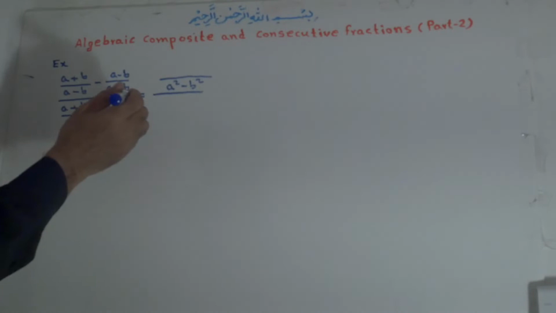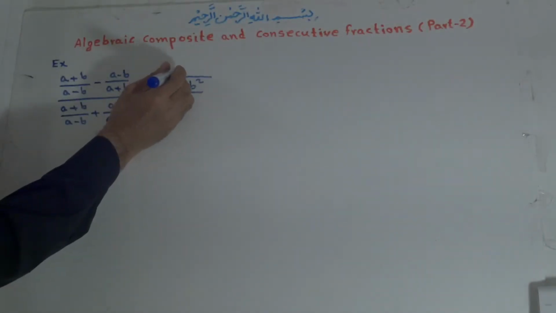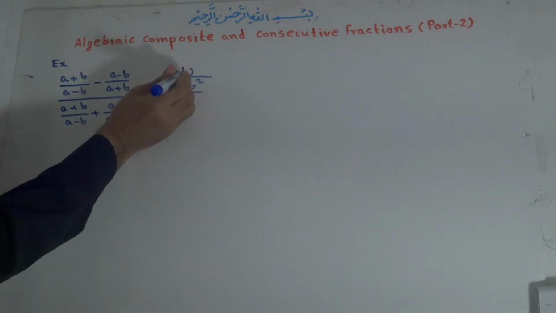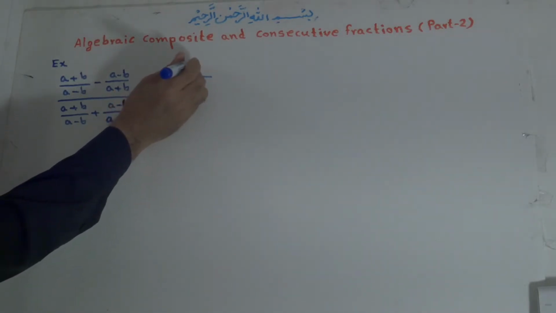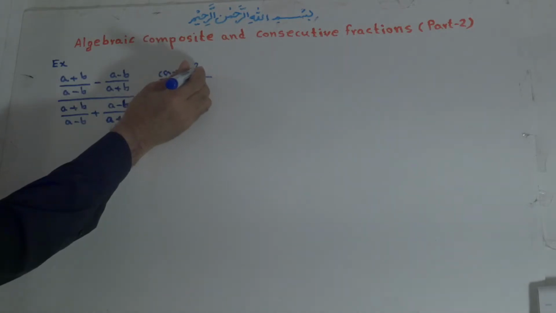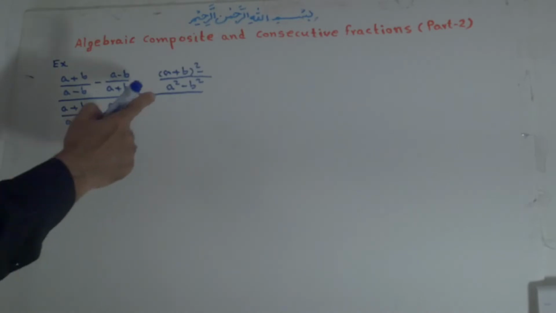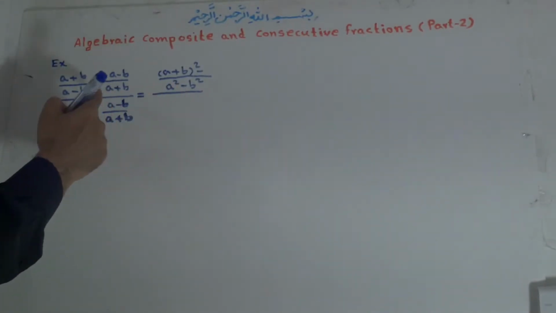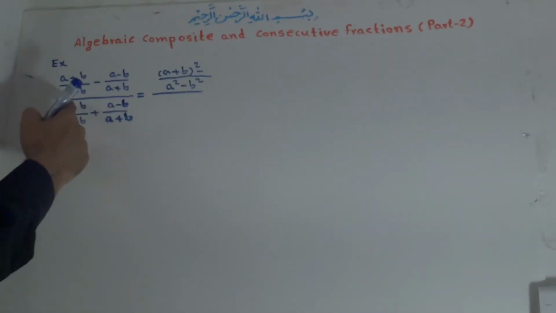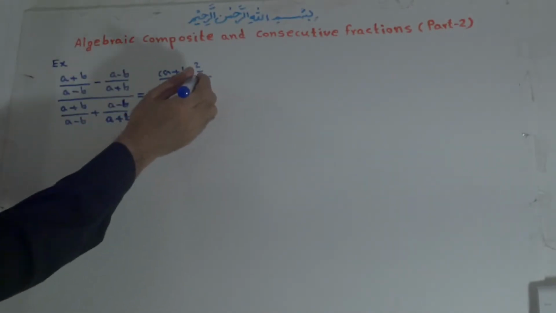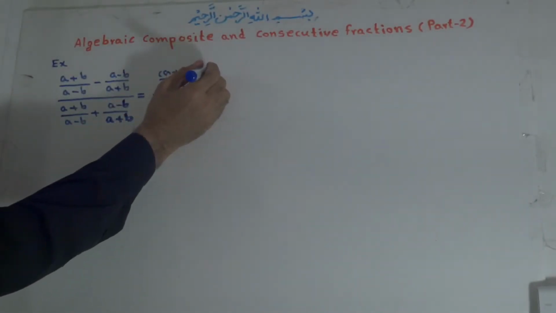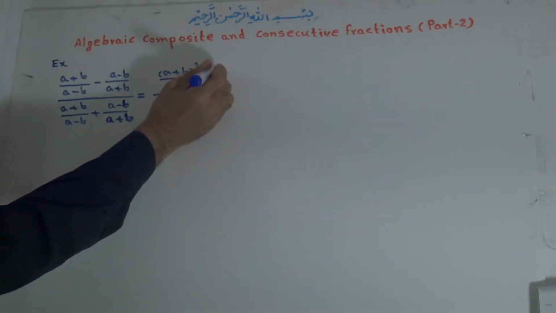A plus b times a plus b is equal to a plus b to the power of 2, minus, this is a negative sign, a squared minus b squared divided by a plus b becomes a minus b. A minus b times a minus b is a minus b to the power of 2, or a minus b squared.